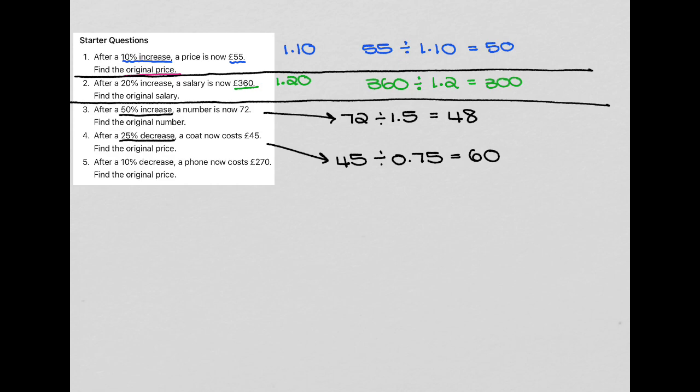Right, question 5. The phone is now £270. There was a 10% decrease, so I'm dividing by 1.10, and I get an answer of £300. All right. Check your work, see if you're okay. These were just starter questions. We're going to level up in a sec.